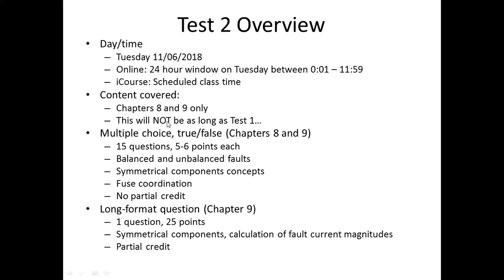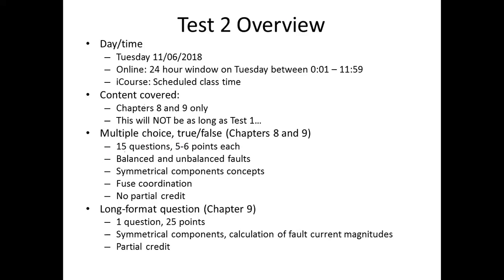This test will not be as long as the first test in the class. It will cover more concentrated information. You'll have a multiple choice section and a long format question. There'll be about 15 multiple choice questions, 5 to 6 points each, mostly covering balanced and unbalanced faults and symmetrical components concepts.